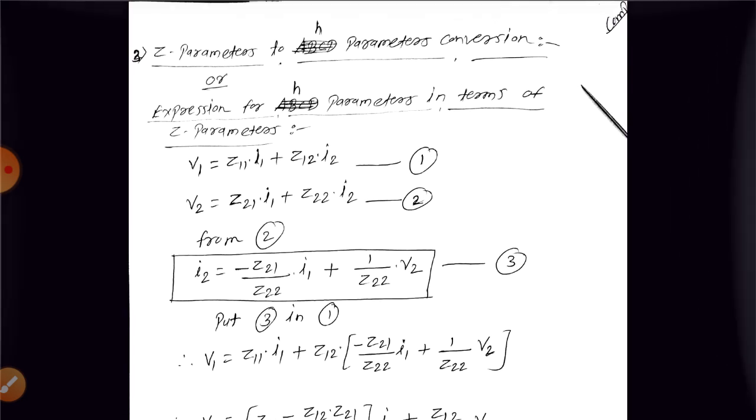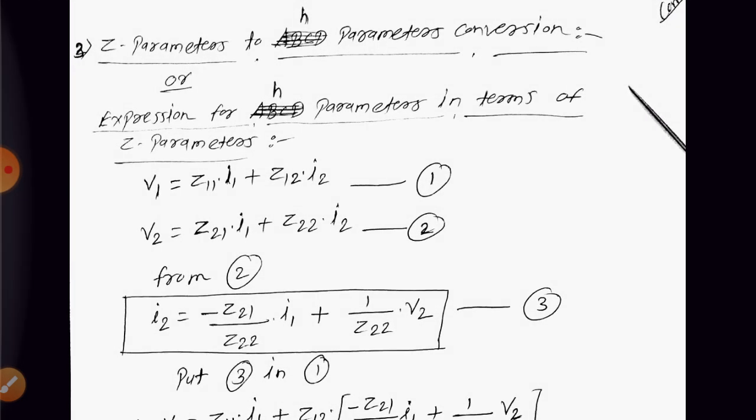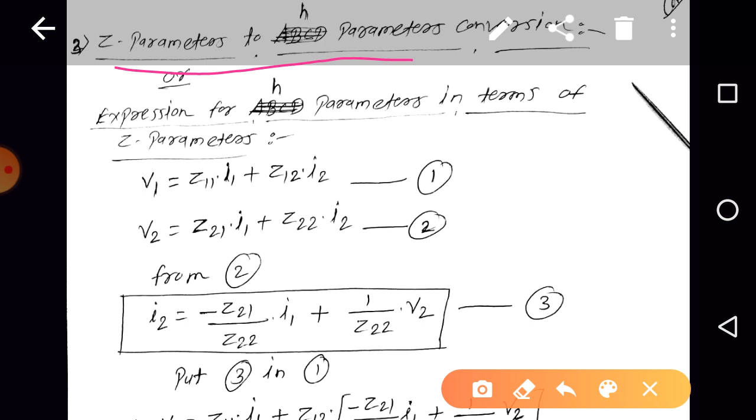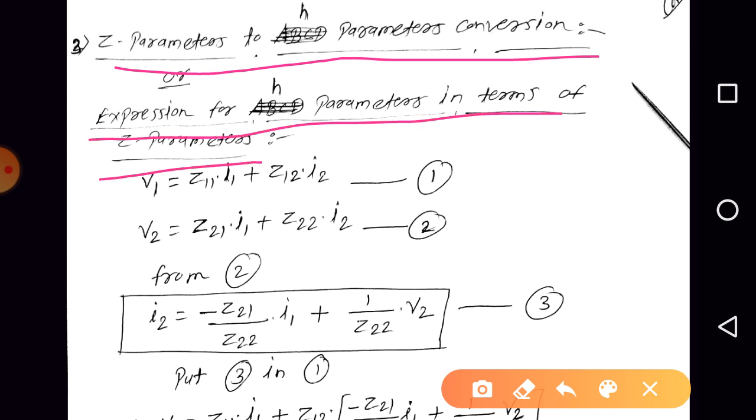Next we are going to discuss Z parameter to H parameter conversion. Z to H conversion means we know the Z parameters and our task is to find the expressions for H parameters in terms of Z parameters. So simply write the characteristic equations of the Z parameters.